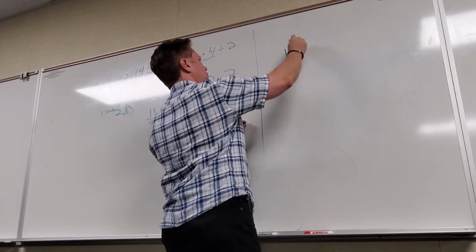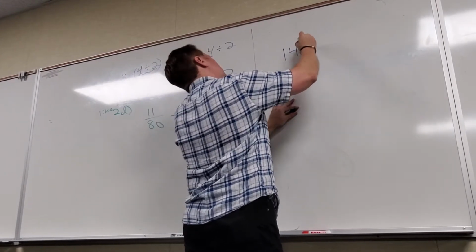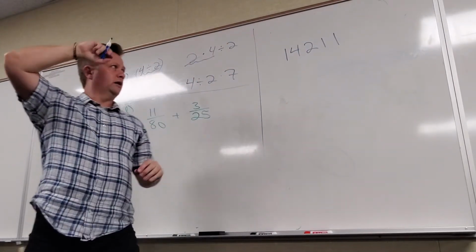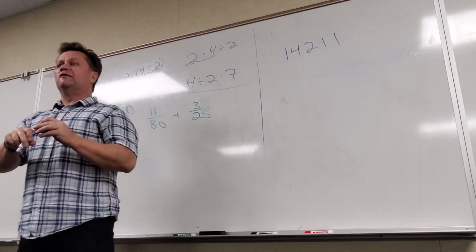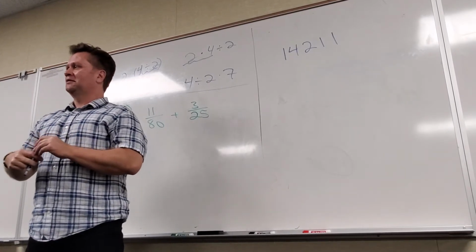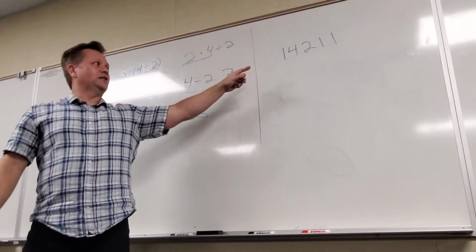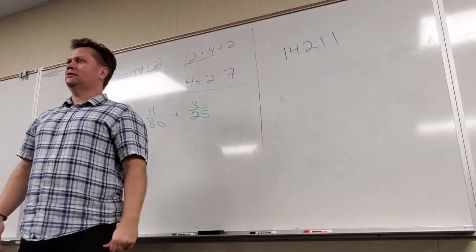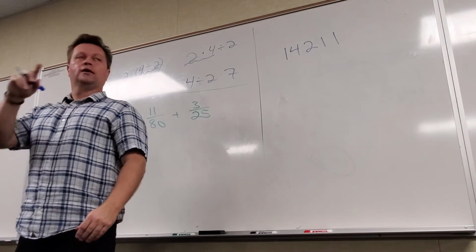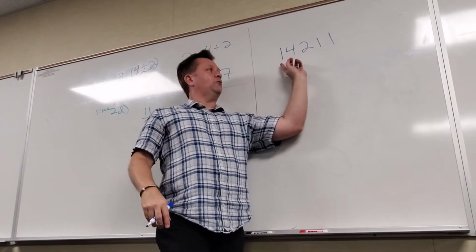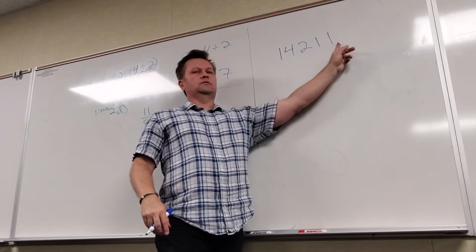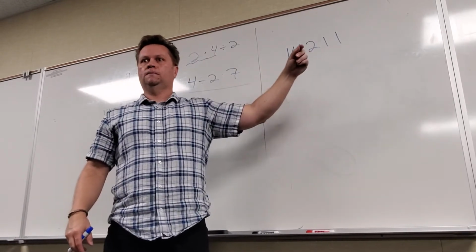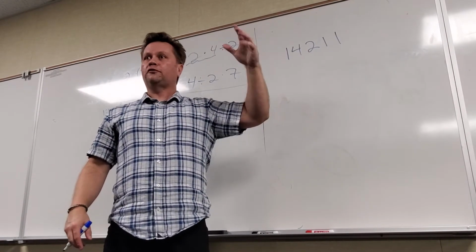So this number right here is divisible by 3. Now, if you just saw that number, you'd be like, what the heck, right? But what do you get when you add up all the digits? 9, which is divisible by 3. So the whole thing is divisible by 3. So that is the rule for 3.